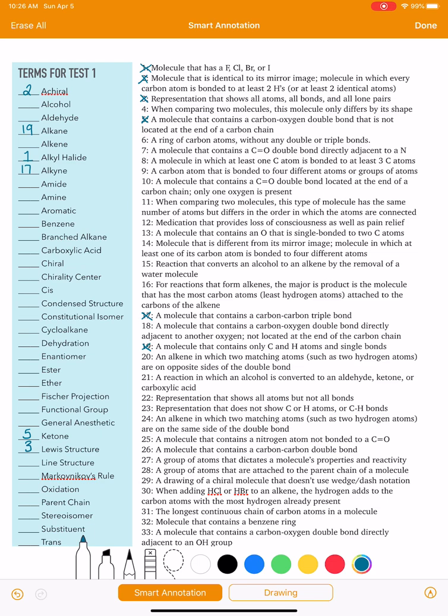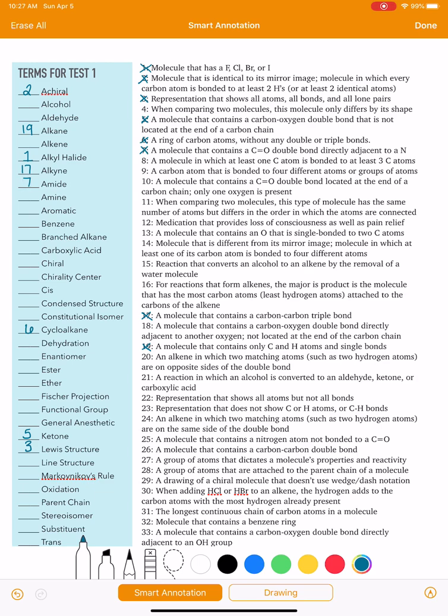Oh, that is one of our choices. Number 6, cycloalkane. Number 7, a molecule that contains a carbon-oxygen double bond directly adjacent to a nitrogen. That's a functional group. That is the amide functional group. That's number 7 is amide, not amine.